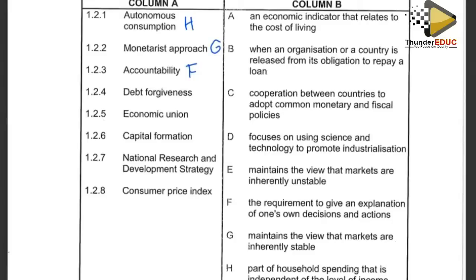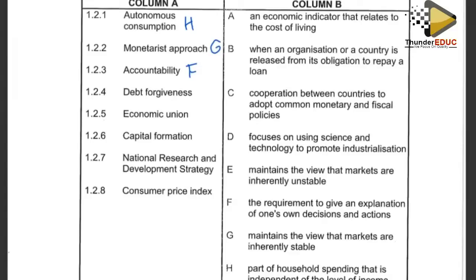So now, from the phrase debt forgiveness, this really means that a country or an organization is released from its obligation to repay a loan. So now remember, creators, as I said earlier, that whenever you are faced with this type of questions, you should always make sure that you go through each and every option given in column B, or you go under each and every description given.